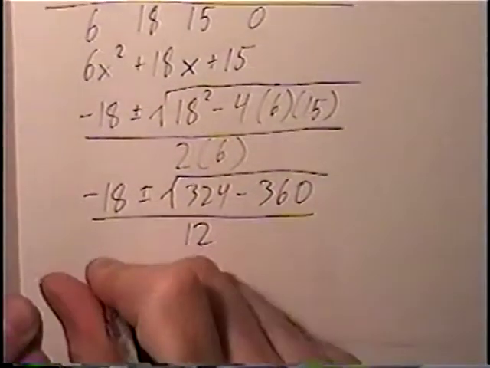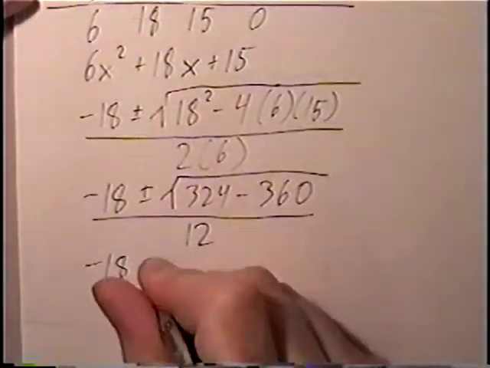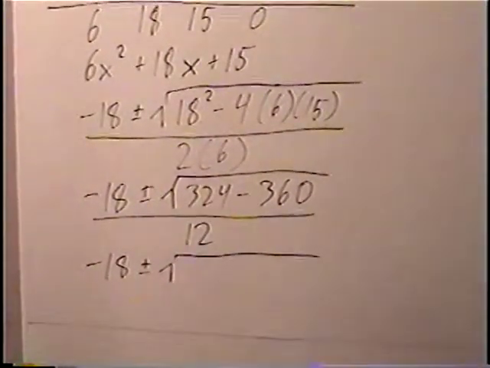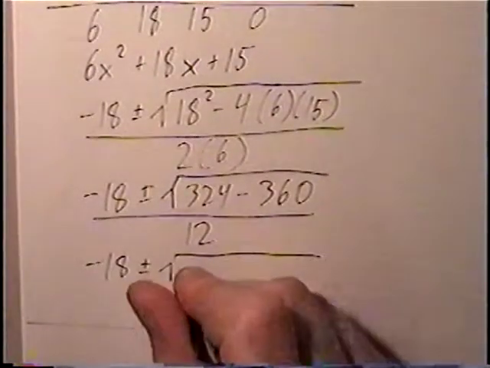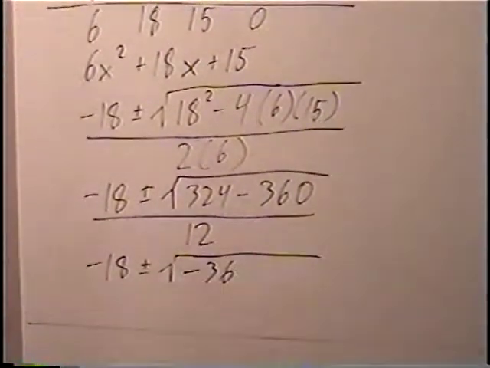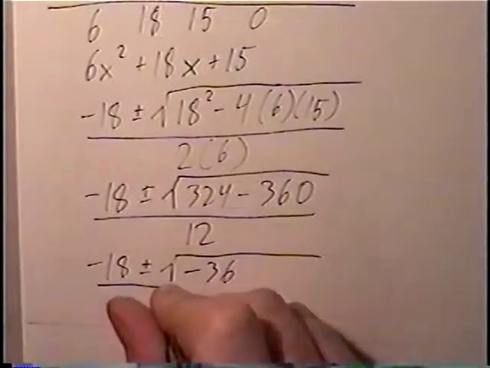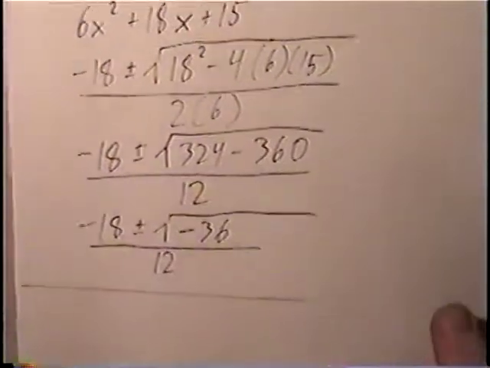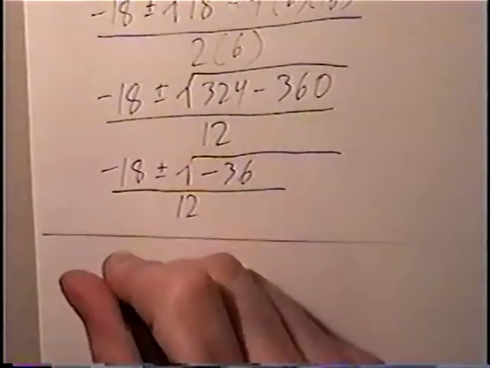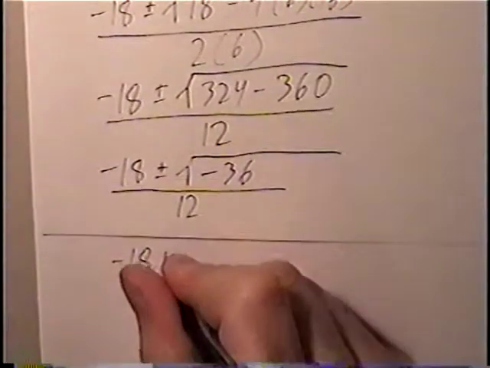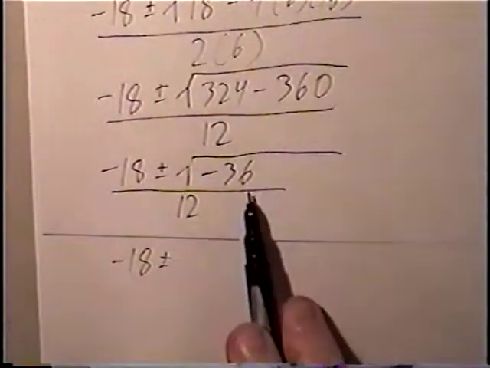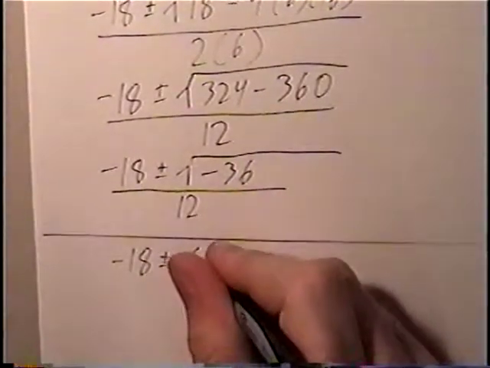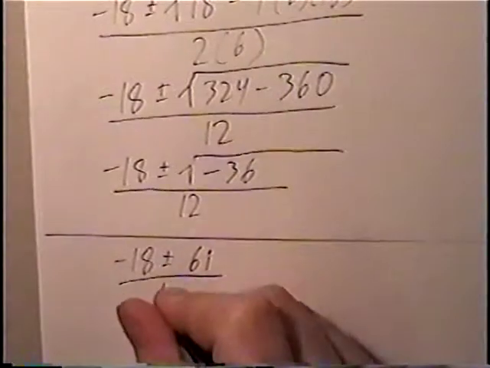Simplifying again, negative 18 plus or minus the square root, 324 minus 360 will be negative 36. And since we have a negative inside the square root, that's where we'll get imaginary answers, divided by 12. Equals again, negative 18 plus or minus the square root of 36 would be 6. And since it's a negative, we'll have 6i divided by 12.